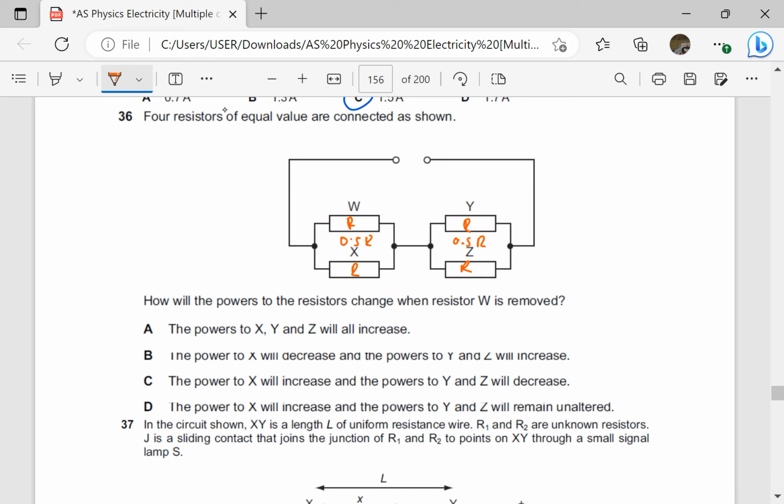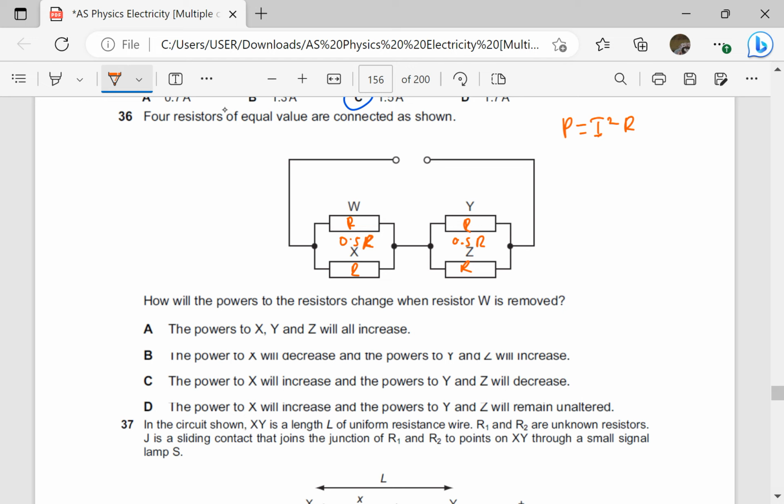How will the powers to the resistors change when the resistor W is removed? Let's first find the initial power. We have now seen the resistances, and we know that power is equal to I squared times R. The power in each of these resistors will be the same because they are identical and the total resistance here is the same, so the PD is divided equally.